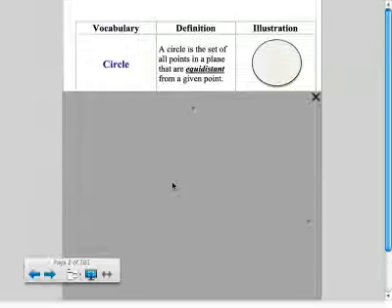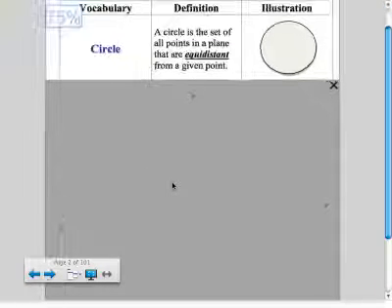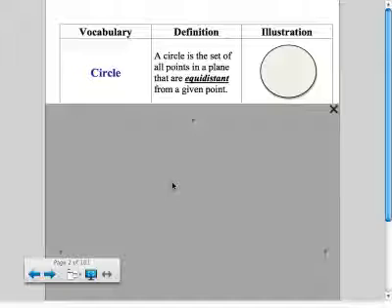There we go. So what is a circle? A circle is very simply the set of all points in a plane that are equidistant from a given point. Namely, what we call that point is the center point. So in other words, here's the center of our circle.